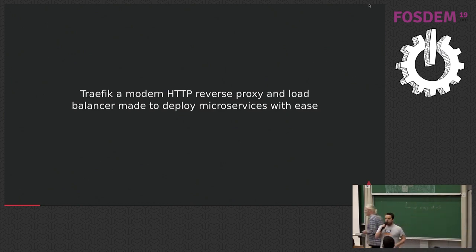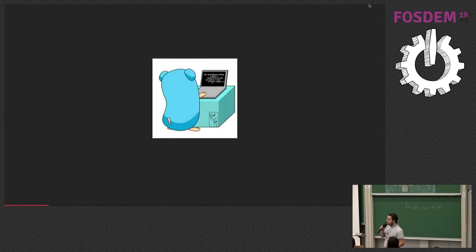Traefik just connects to your orchestrator API and then refreshes its configuration dynamically by listening to your orchestrator events, by listening to your new container, your new service. So today, for me, it makes sense to talk to you about how to write a reverse proxy.